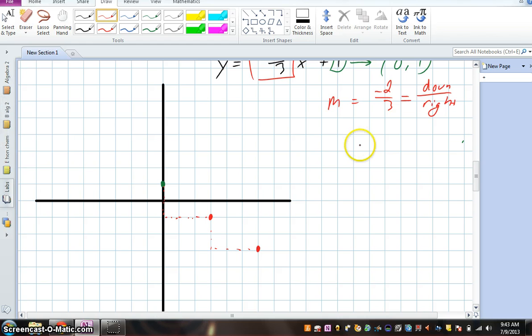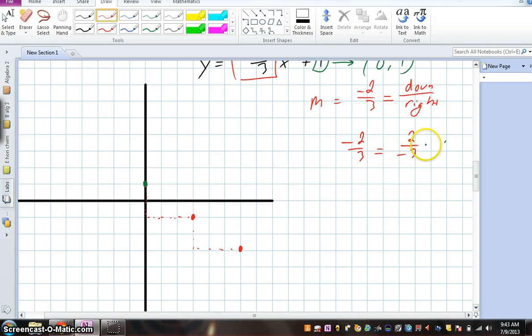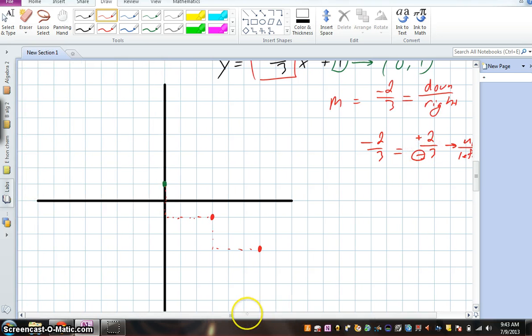Now I told you earlier, with slopes you can switch the signs, and that's fine. So negative 2/3 is the same as writing positive 2 over negative 3. They're both negative fractions. It doesn't matter where you put the negative in the fraction. But this one is different, because it says we're going to go up and we're going to go left. Again, I'm just using the signs. Positive 2 means up, negative 3 means left, because it's rise over run. So in this case, I'm going to go up 1, 2 over 3.